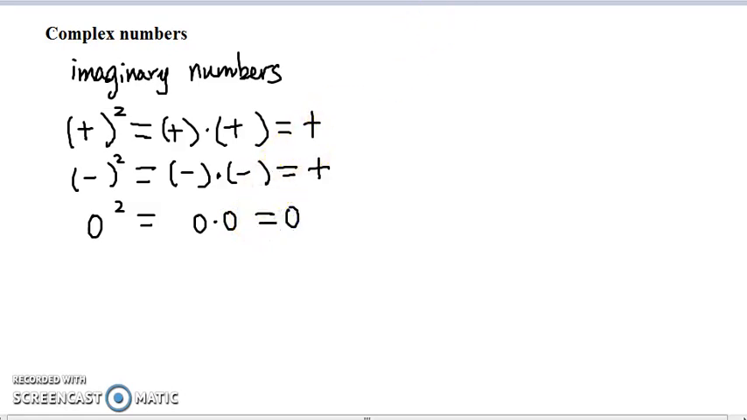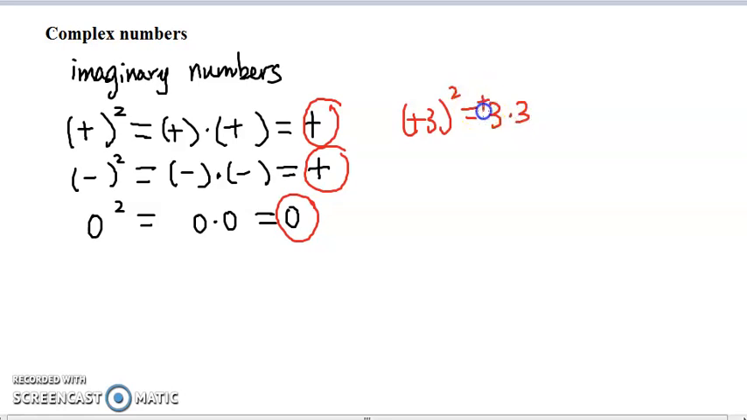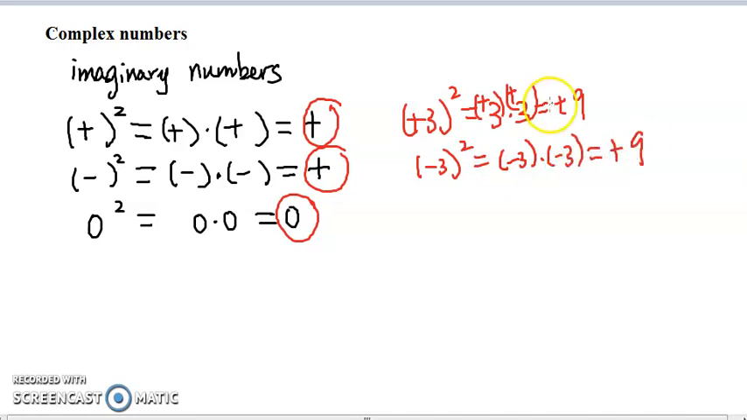Notice the answers we got: either a positive or a 0. So we will never get a negative when we square a number, whether it's a positive number or a negative number. For example, positive 3 squared is 3 times positive 3, which gives us positive 9. But negative 3 squared is negative 3 times negative 3, which is still positive 9. So we are not going to get a negative number. The smallest square number is 0.